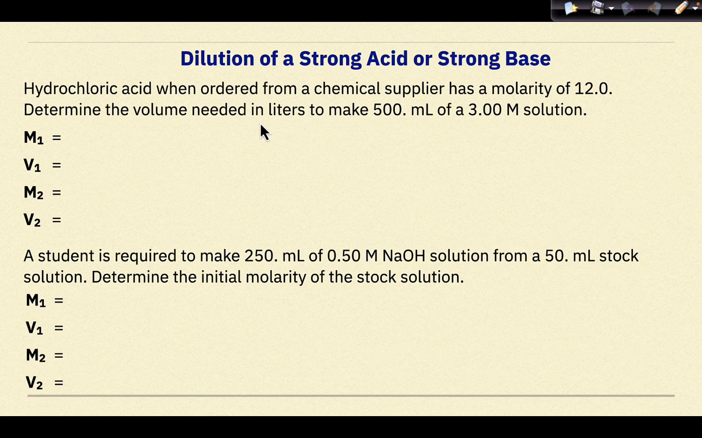Let's do some examples. Hydrochloric acid, when ordered from a chemical supplier, has a molarity of 12. Determine the volume needed in liters to make 500 milliliters of a 3.00 molar solution.